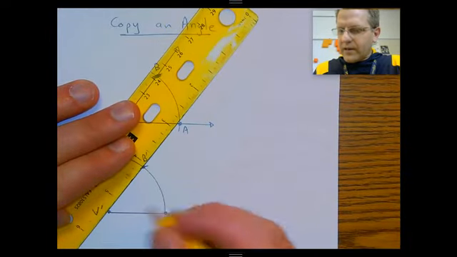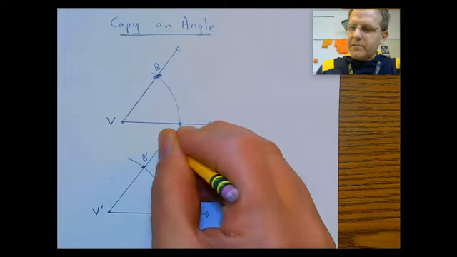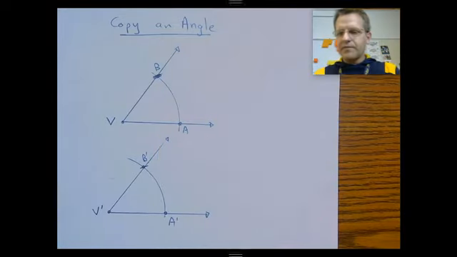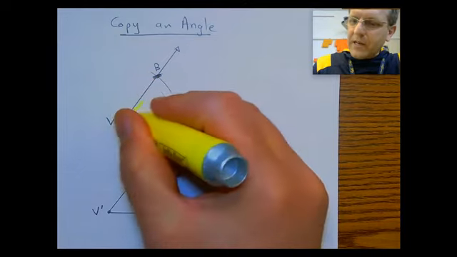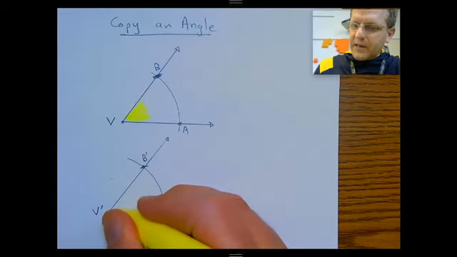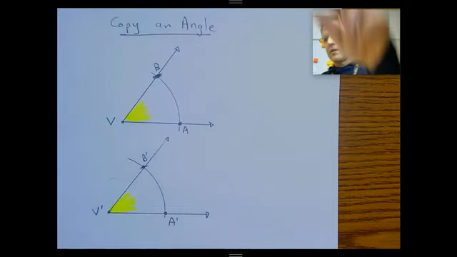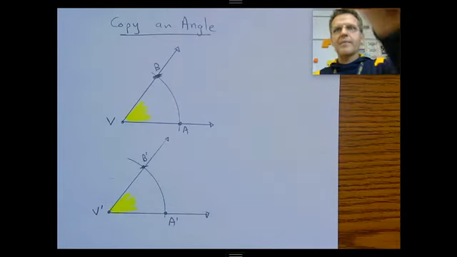Then we can connect V prime to B prime, and we see that we have copied our angle. So I think what we're saying is that this angle is the same as that angle. So let's try writing that.